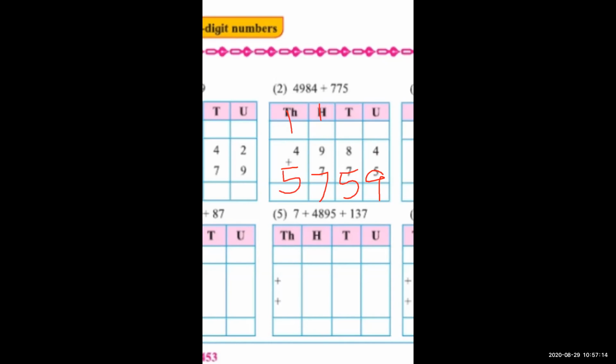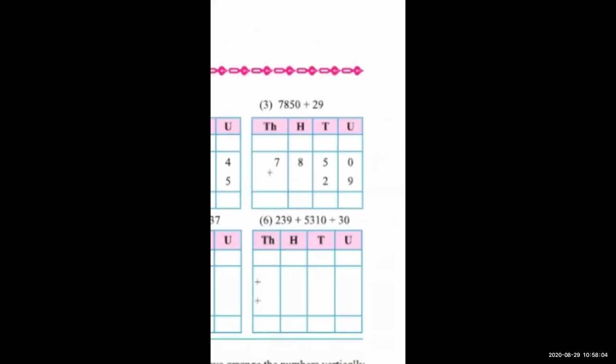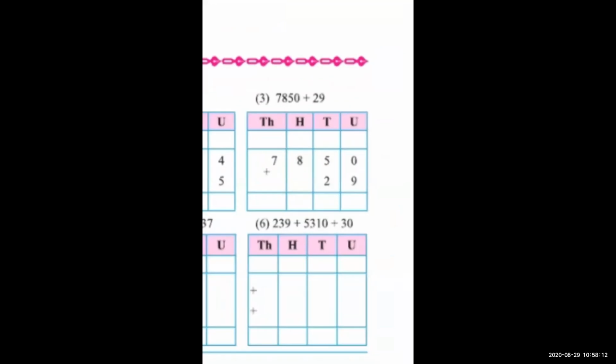5,759. Okay, students. Everyone understand here? See, 4-digit number plus 2-digit number. Okay, ready everyone? Now don't say good morning because our lecture started at 45, right?